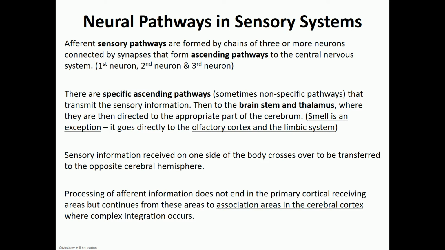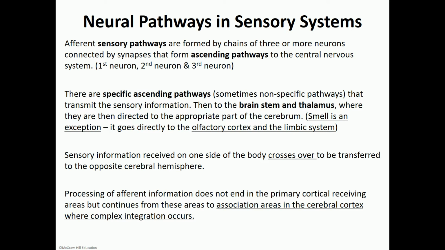Every other single sense that you can think of will ascend through the spinal tract, ascend through the spinal cord, through the brainstem, and then to the thalamus. And then from there would go to the different parts of the cortex. So if it was vision, the thalamus would send it to the occipital cortex. If it was general senses, it would be sent to the parietal cortex and so on.